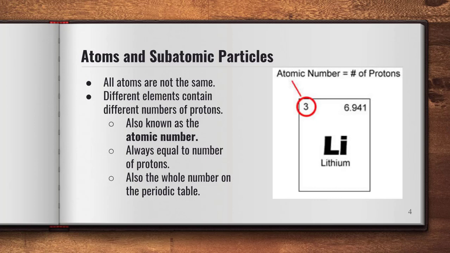If we look at your periodic table and you look at lithium, for example, lithium is number 3 on the periodic table. Therefore, lithium contains 3 protons. Helium has the atomic number of 2, therefore it has 2 protons. Hydrogen, 1 proton, and so on. Keep in mind that the atomic number is equal to the number of protons. If the number of protons changes, then the element changes. The number of protons is very important because that determines what element you are looking at and what you're seeing on the periodic table.